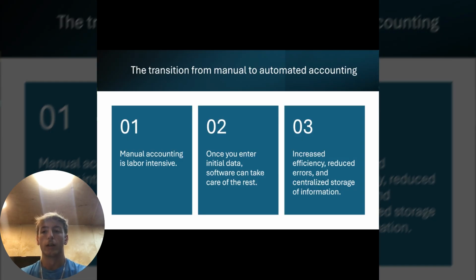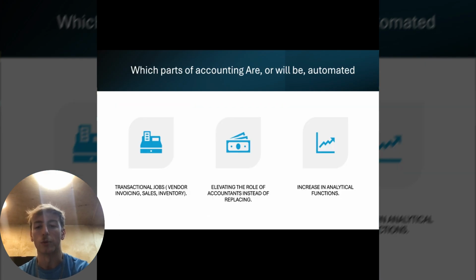And the transition from manual to automated accounting is another point that is touched on too, and it's broken down in three parts. First, being manual accounting is very labor intensive as it requires much data entry and for us to be able to manually do it, but now we're able to use automation where we do it once and then software can just flow through it. So once you enter the initial data, software can take care of the rest. There's also an increased efficiency, reduced errors, and centralized storage of information that comes with this automation too.